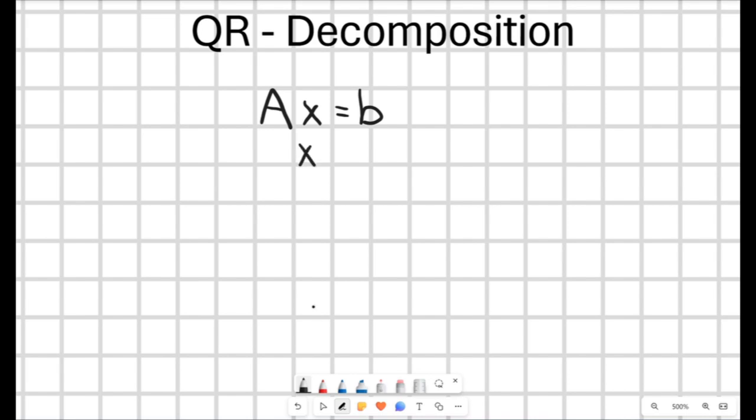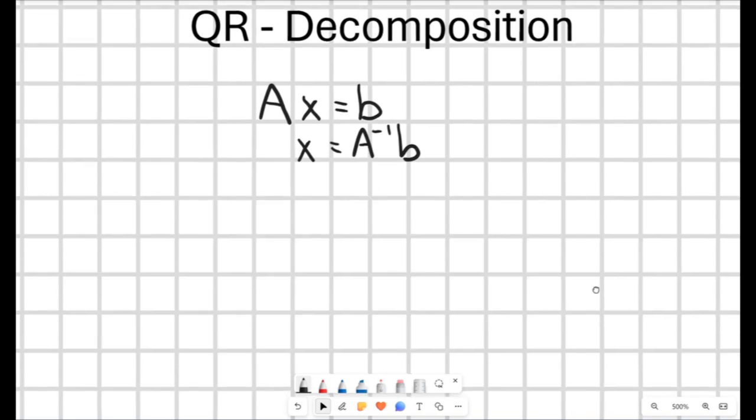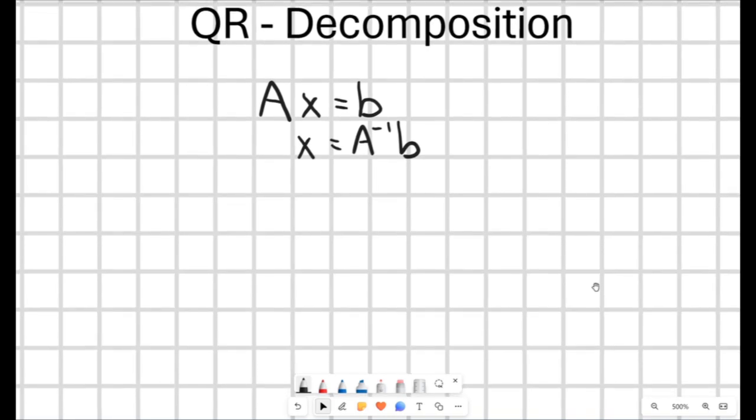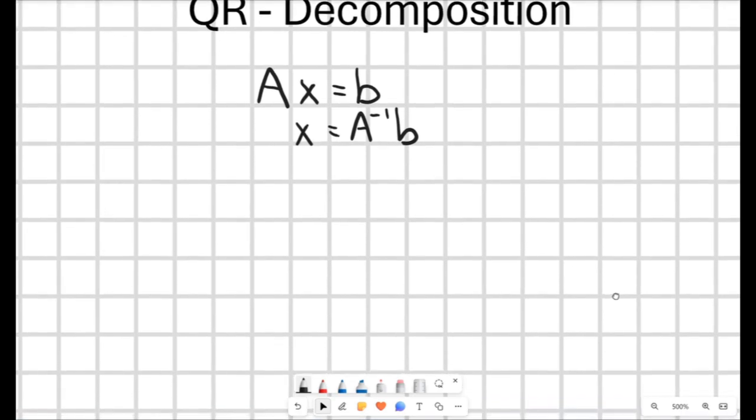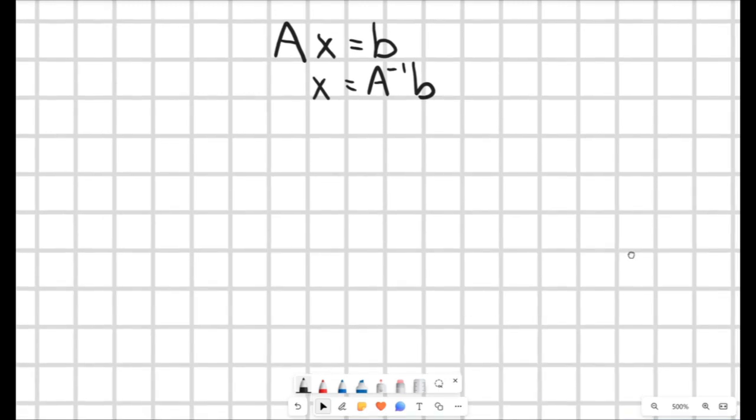So we know that x is going to be equal to A to the minus 1 b. The QR decomposition gives us a way of solving for x without actually having to compute A to the minus 1, though of course A to the minus 1 must exist. So the QR decomposition gives us a way for doing this, and the Gram-Schmidt process from the previous video is very much at the heart of it all. So we very much build on the previous video here.